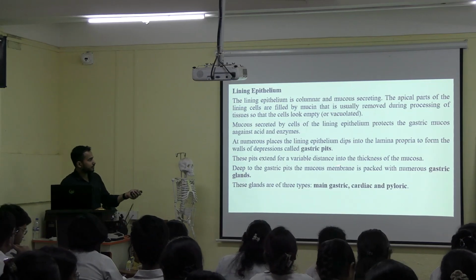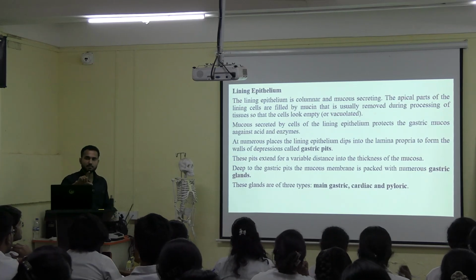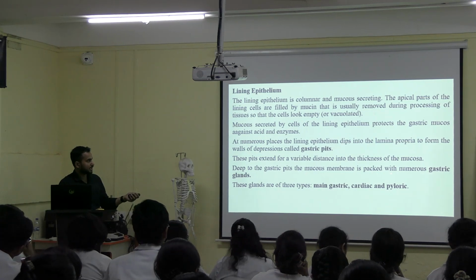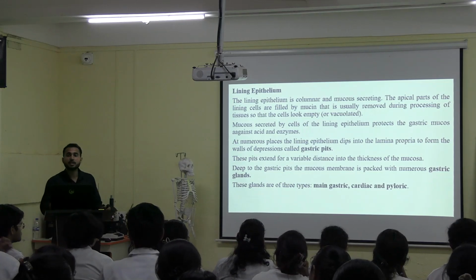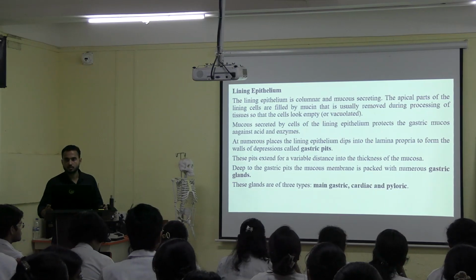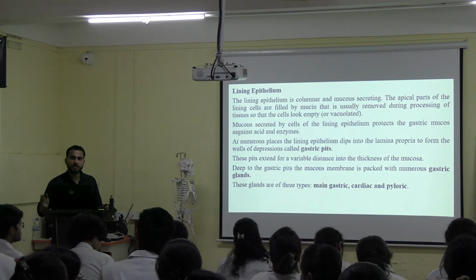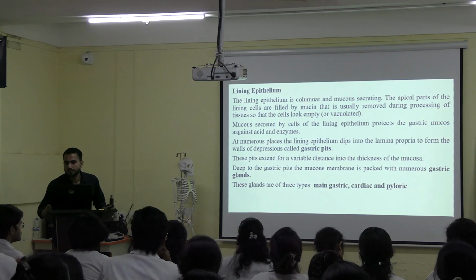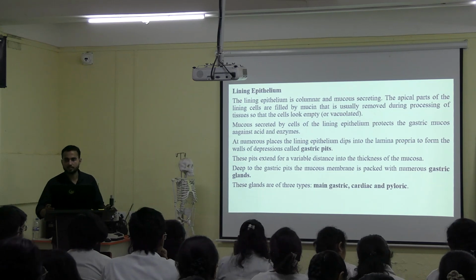Now these pits extend a variable distance into the thickness of the mucosa. That means the depth of the pits is not the same. Some are deeper, some are shallower. Now, deep to the gastric pits, the mucous membrane is packed with numerous gastric glands. This is very important. The stomach's secretions are coming out from these gastric glands. How many types of glands are there in the stomach? Three types: main gastric gland, cardiac gland, and pyloric gland.